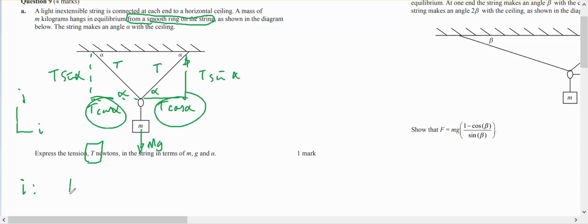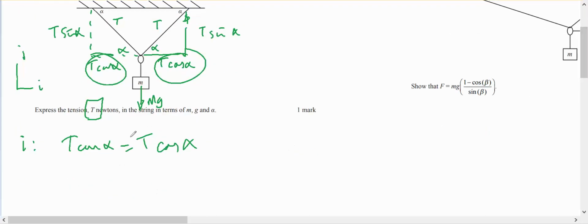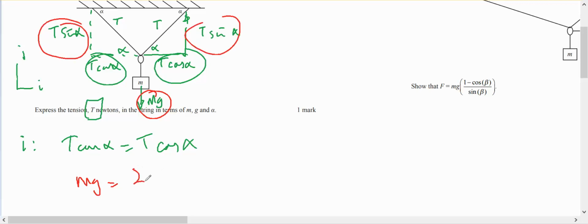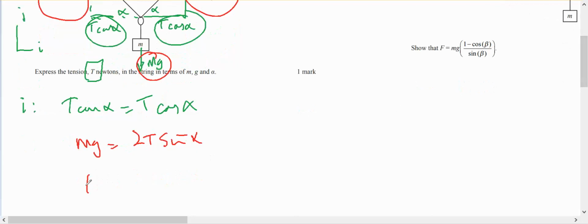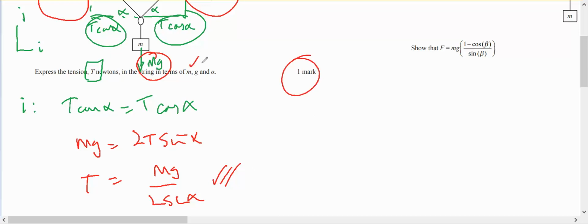Okay, so if I consider i and j, in the i component, this and this are in opposite directions, so T cos of alpha equals T cos of alpha, and of course that gives me nothing. And in the j's, this is down, so mg equals those two T sine of alpha, therefore T equals mg on 2 sine of alpha, and that will be the expression for T in terms of mg and alpha.